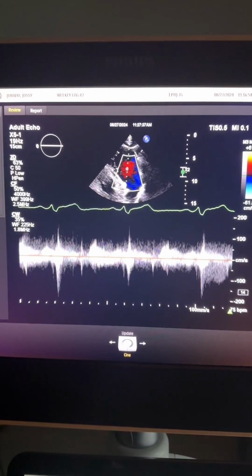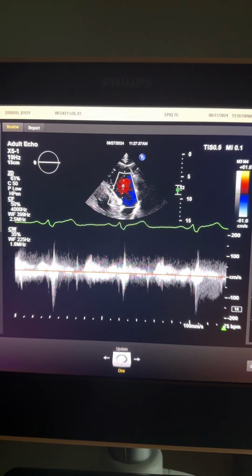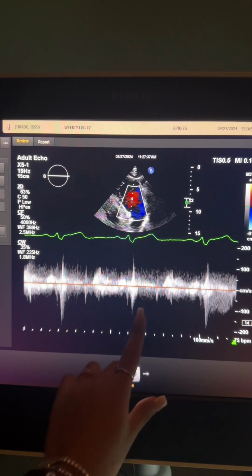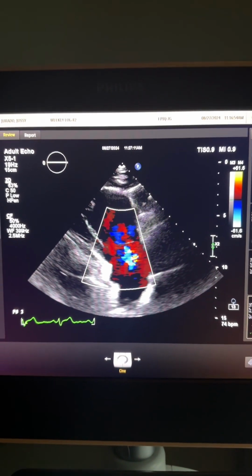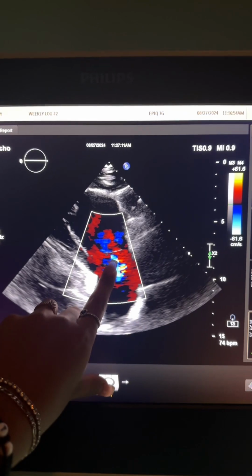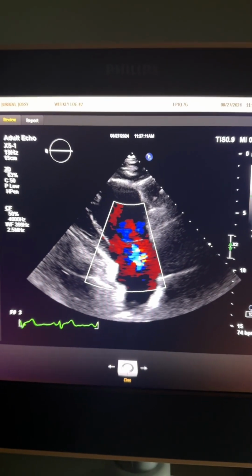I added a continuous wave Doppler, and you could see the leaflet closures. Just like the aortic valve and mitral valve, you can visualize a trace of regurgitation.